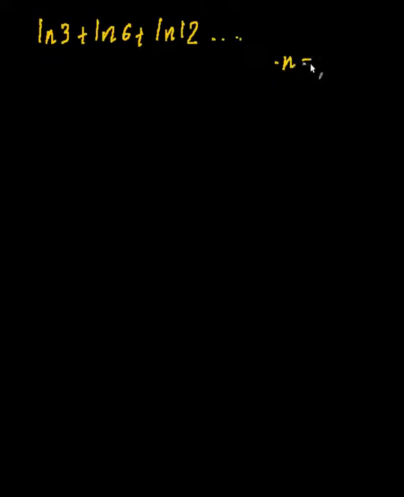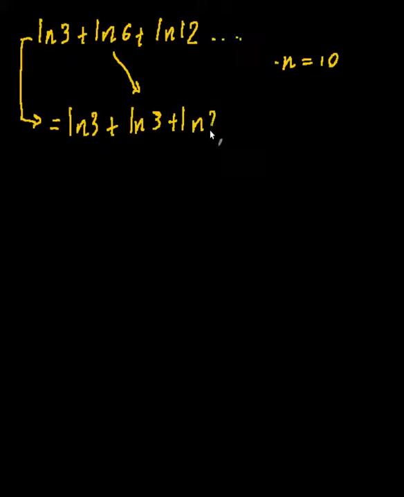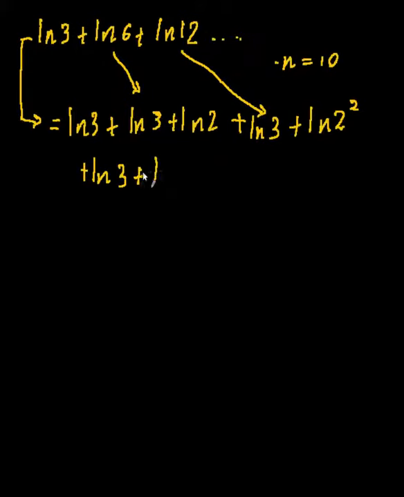Okay, so I want to sum up 10 terms of this, because if you expand this out, this is equal to ln of 3 plus ln, so 6 over here can be represented as ln of 3 times 2. ln of 12 can be represented as ln of 3 times 4, sure, but I'm going to write it as 2 squared, okay? And then the next term, ln of 24, can be written as ln of 3 times 8, so ln of 2 cubed. Okay, so basically what we're going to end up with is 10 of these ln 3 terms.